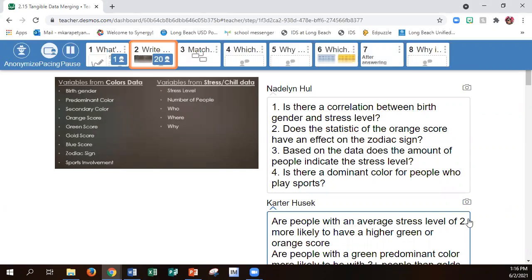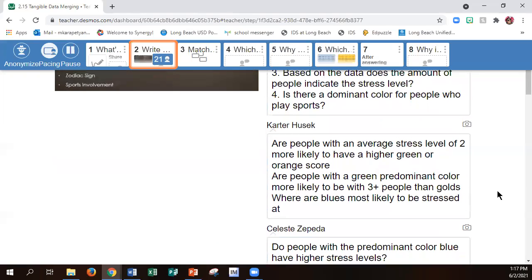Natalie, that question's a little vague. I'm not really sure what we're going to be looking at with that one. Based on the data, does the amount of people indicate the stress level? Interesting. So yes, I like that. Is there a dominant color for people who play sports? Ooh, yay. I like that one too.